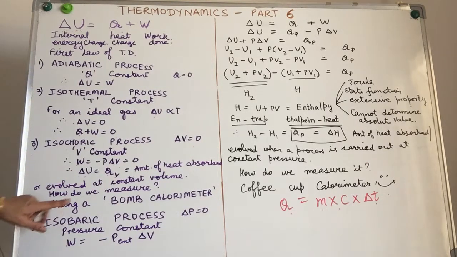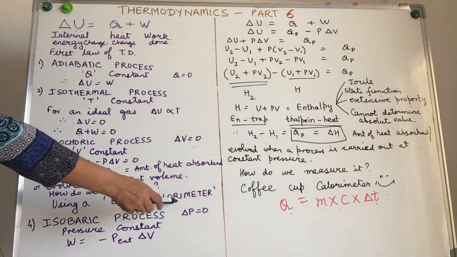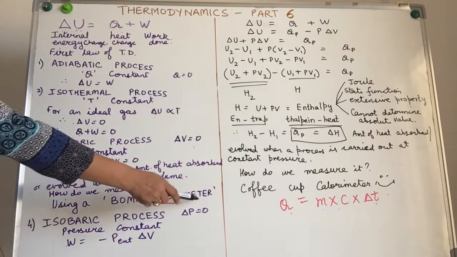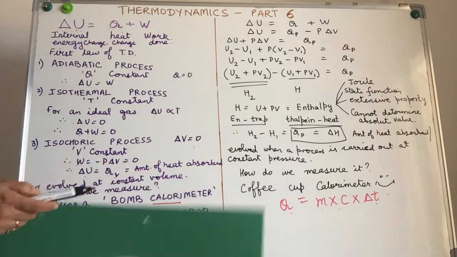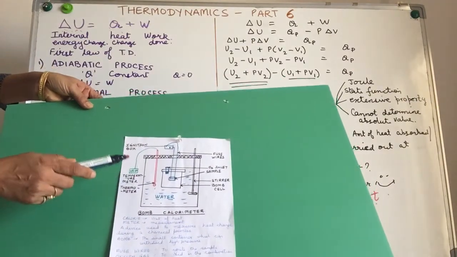Coming to calorimeter. Just break it up and this will help you to recall. Calorie is the unit of heat. Meter is measurement. That is why this setup is called a bomb calorimeter.